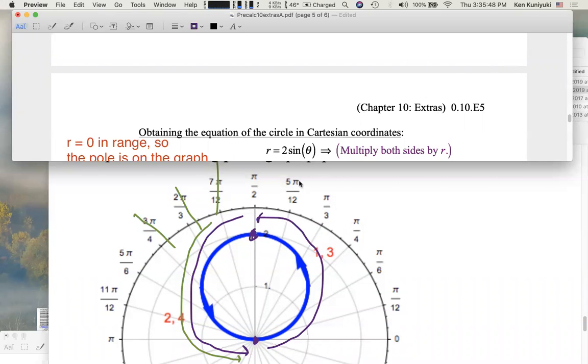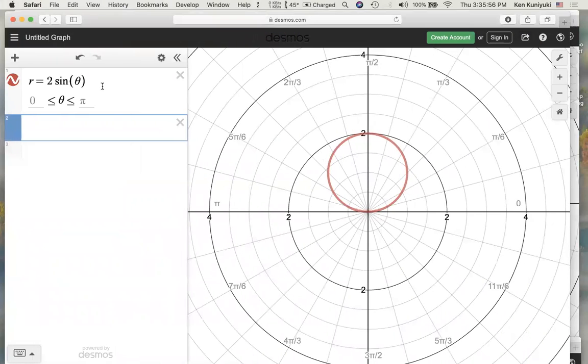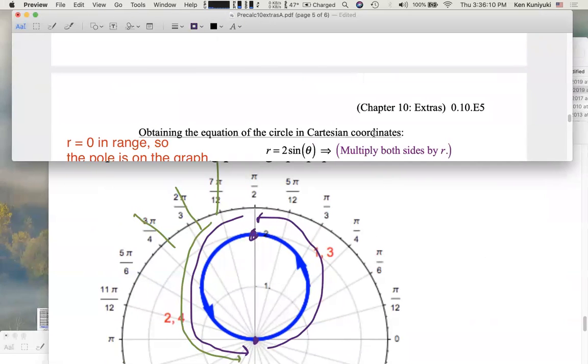Hi, everyone. So why is it that as polar coordinates, r equals 2 sine of theta graphs as a nice circle? Well, Desmos says so. Desmos is good at graphing r as a function of theta as polar coordinates. But even then, Desmos fails to put the arrow indicating orientation. Bad Desmos. But Desmos knows that we get a circle. How can we know that? Let's look at this analytically.